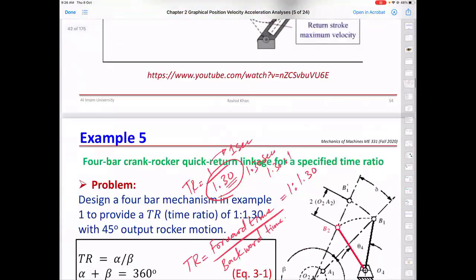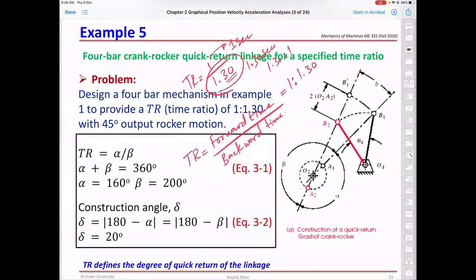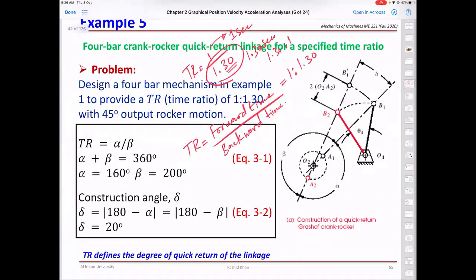So we actually discussed the advantages and usage of the quick return mechanism, right? Now we are going to synthesize or develop or model the quick return mechanism based on certain conditions. What is important in designing the quick return mechanism is the time ratio.